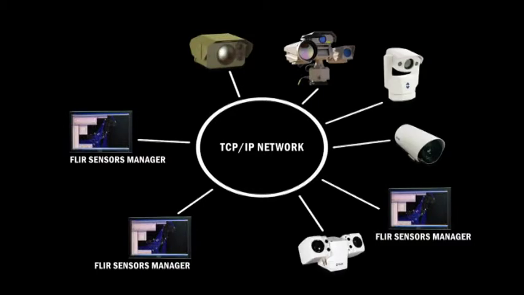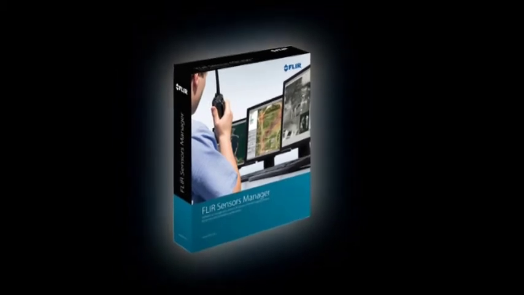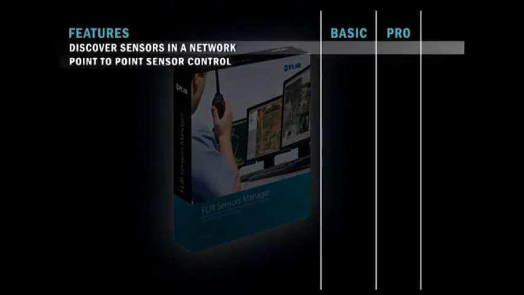Using Nexus technology, it can also be used to control a wide variety of other sensors like radars, ground sensors and many others, and to make these sensors interact with FLIR Systems thermal imaging cameras in so-called slew to queue configurations. FLIR Sensors Manager exists in two versions, Basic and Pro.